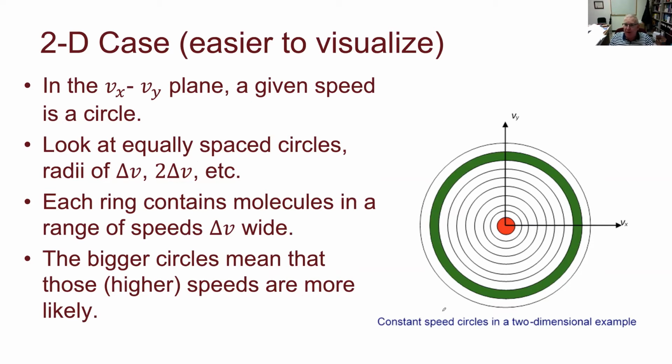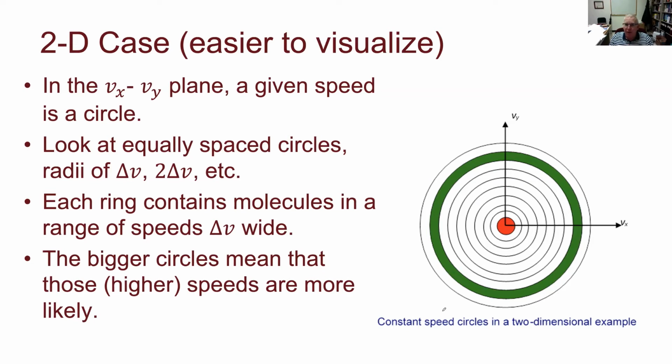So my diagram over there is in a little bit of a strange sort of space, right? My axes are labeled Vx for the horizontal axis, Vy for the vertical axis. So I'm in a Vx and Vy plane, all right? Where those are just the x and y components of this velocity in my two-dimensional system, okay? In that plane, all the molecules that are moving at the same speed are on a circle.